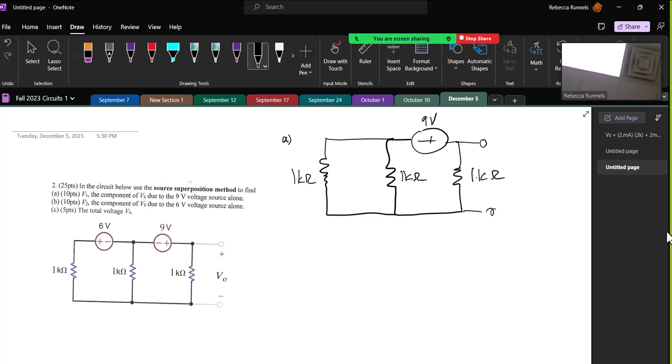Let's see, okay, so I know what I would do if this were my problem. So let's see what he does, and hey, it's the same thing I would have done. Cool. Alright, so the first thing is, let's reduce these two resistors in parallel. Anytime you have identical resistors in parallel, the equivalent resistance is just half. So it would be 0.5 kiloohms.